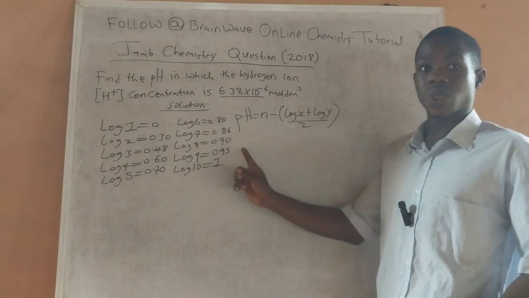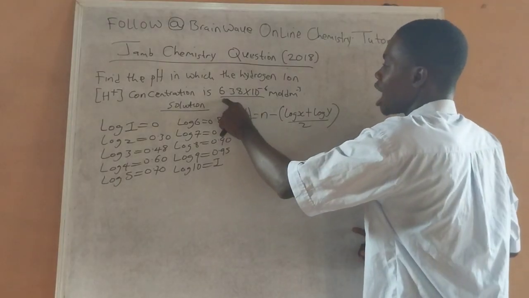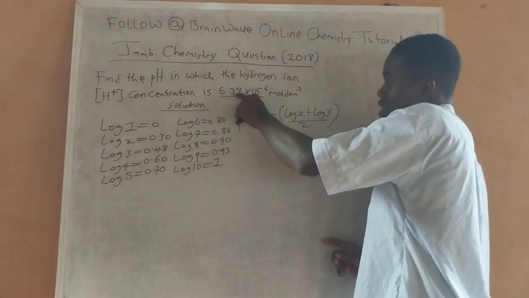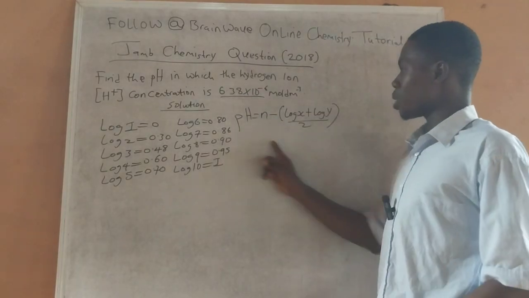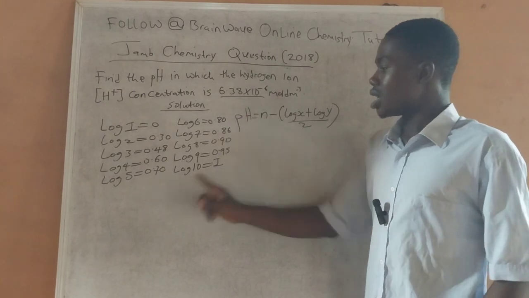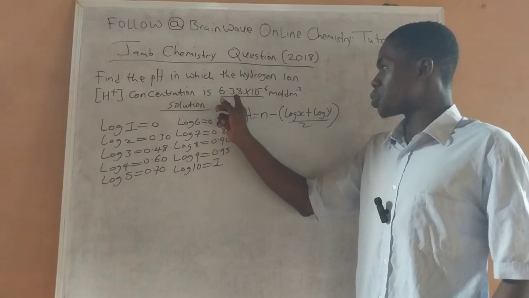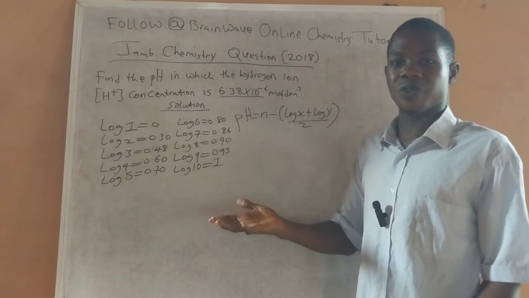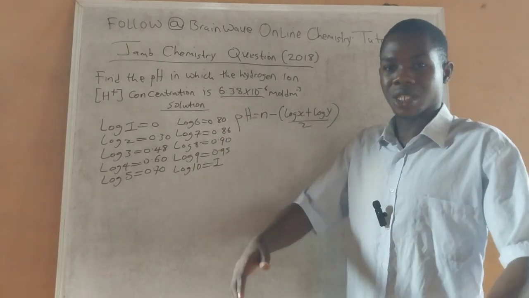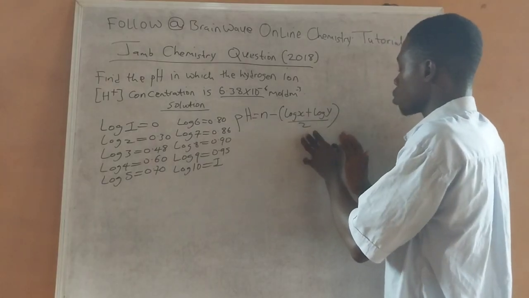Please, I want you guys to get used to this formula and get familiar with it. Once they give you a value that has 6 point, and there's another value after the point, you are going to use a formula like this. Assuming they give us 6.0 times 10 to the power minus 6, log 6 has a value, but log 6.38 is not in the four-figure table. It does not have a value except you press it on a calculator. So with this, let's go straight to the calculations.